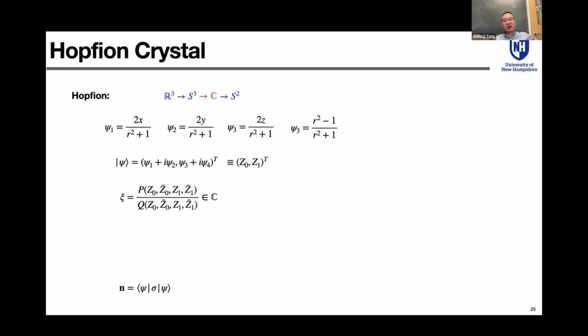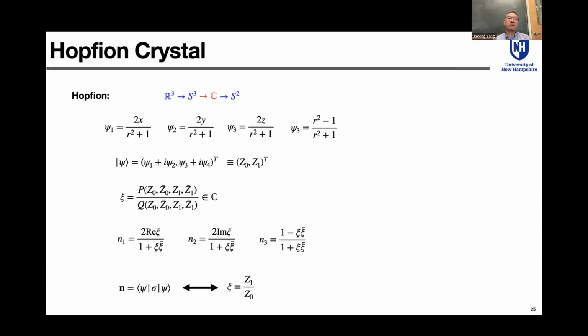Then I can construct another complex number as a fraction of polynomials of Z1 and Z0. And then, given this complex number, we can construct a spin direction, nx, ny, and nz by this equation. And actually, my previous construction corresponds to the simplest choice of psi, that is just Z1 over Z0. And if you do this math, you will see that this is exactly this torus-like Hopfion that I constructed.